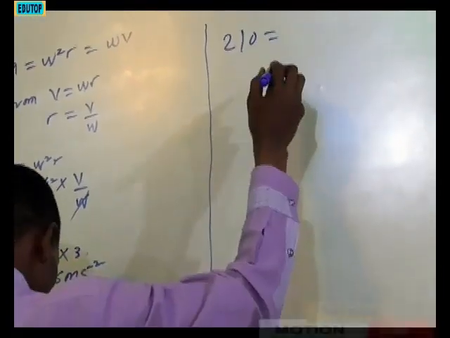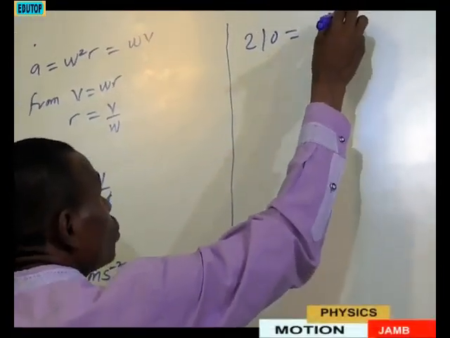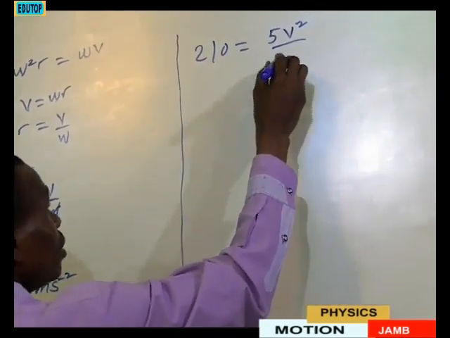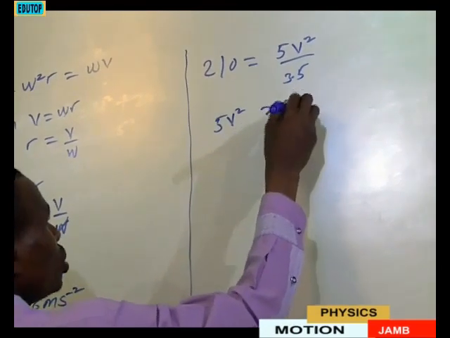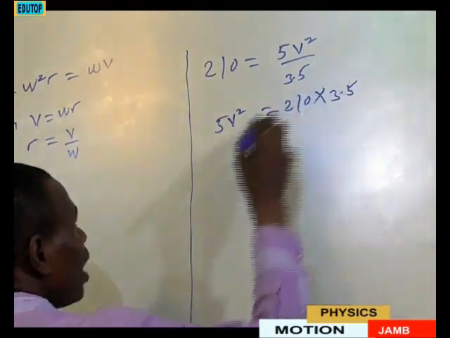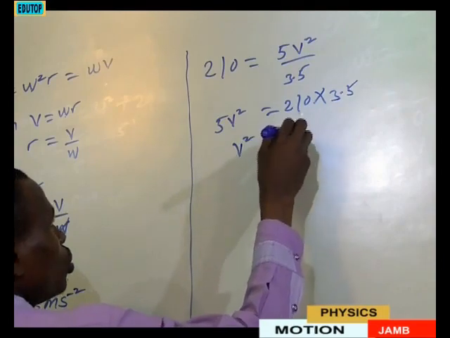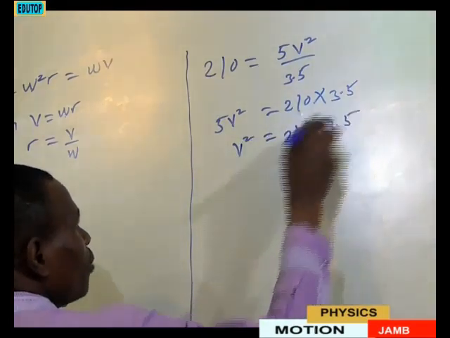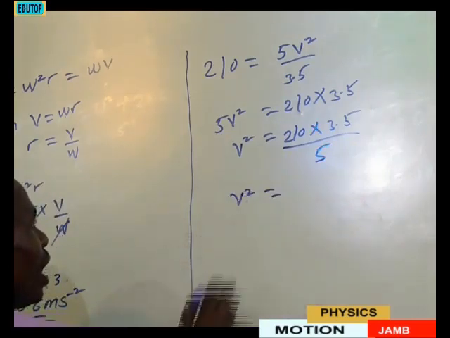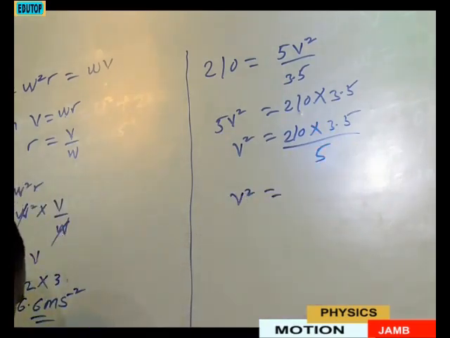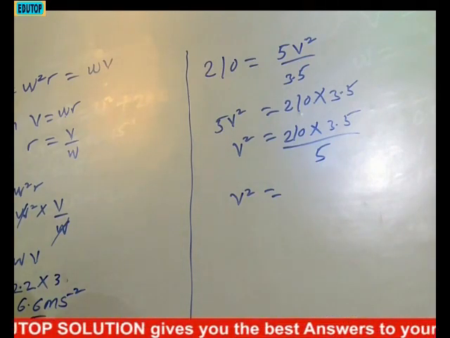210 will be equal to 5v squared divided by 3.5. So that 5v squared will be equal to 210 times 3.5. V squared will be equal to 210 times 3.5 divided by 5. And from here, you can do it straight away on a calculator, and you can get the value from there. We have 210 times 3.5.